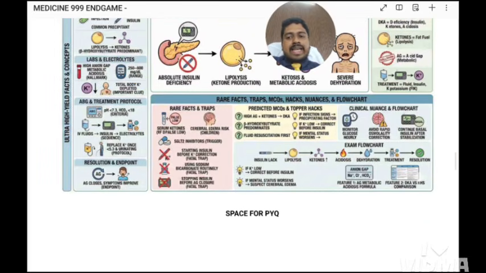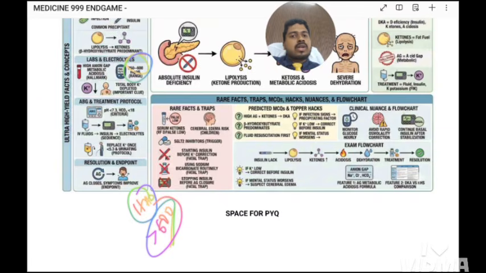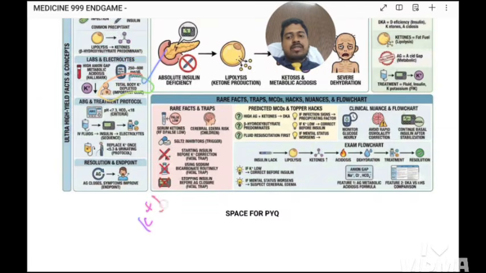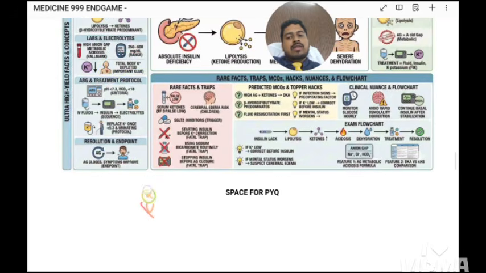Now you will have to differentiate DKA from HHS. In HHS, sugars will be more than 600. In DKA, it will be around 250 to 600. And total body potassium is decreased in case of DKA. That's why when we start treatment of DKA, first we'll see what the potassium levels are. When we start insulin, what will happen? Potassium will go into the cells, and it can cause severe hypokalemia.